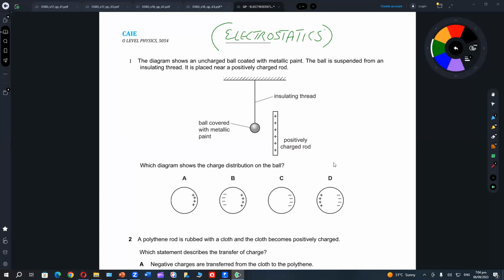The diagram shows an uncharged ball coated with metallic paint. The ball is suspended from an insulating thread. It is placed near a positively charged rod. You can look at the question.